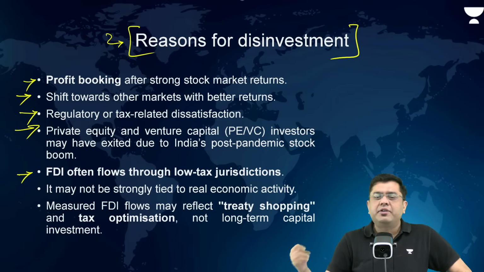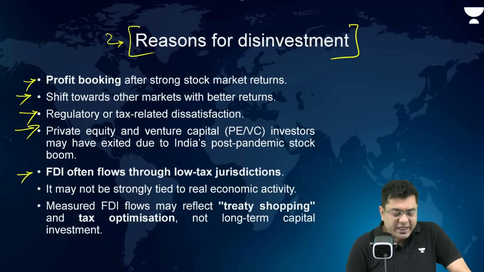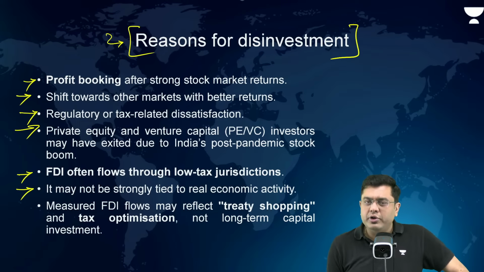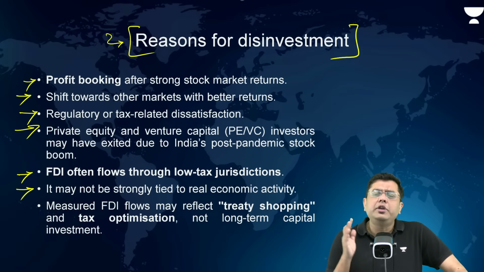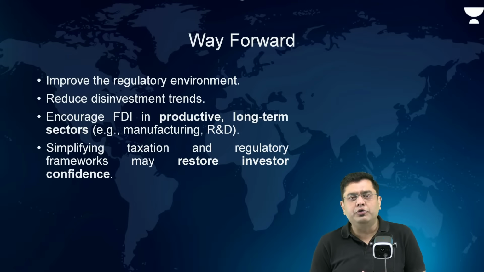So you have attractive destinations like Hong Kong, Singapore, etc. That is where the FDI will come to. It may not be strongly tied to the real economic activity. So there are various reasons why there is disinvestment, or that exit and exodus of money.